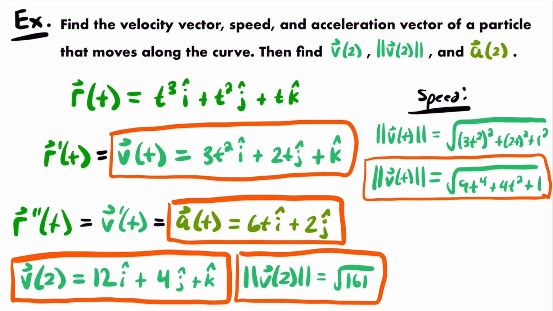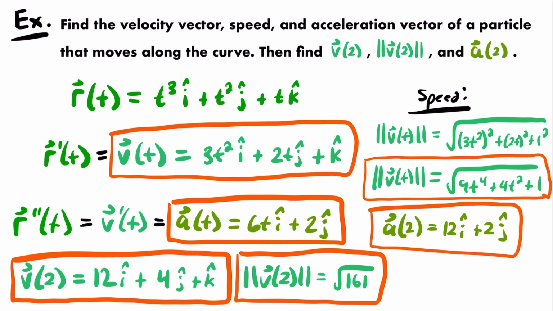All right, and now one more thing we want to find is the acceleration at time 2. So we're going to plug 2 in for each t in the acceleration vector, and there's only one right here. We'll have 6 times 2, which is 12. All right, so the acceleration vector at time 2 is equal to 12i plus 2j. And that's it. We have now found everything we wanted to find for this example.